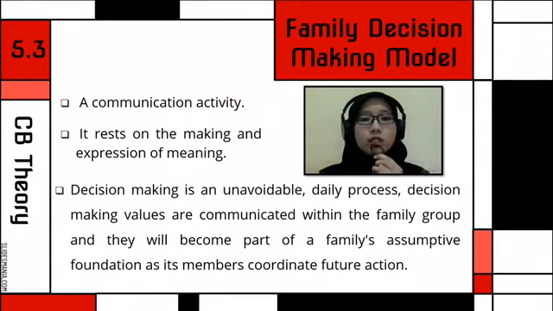Family decision making is a process that can be filled with tension, extremely pleasant and rewarding, or somewhere in between. In the decision making process, families can address the differences among members and negotiate their needs for closeness and independence. In decision making, values are communicated within the family group, and they become part of the family's assumptive foundation as its members coordinate future action.